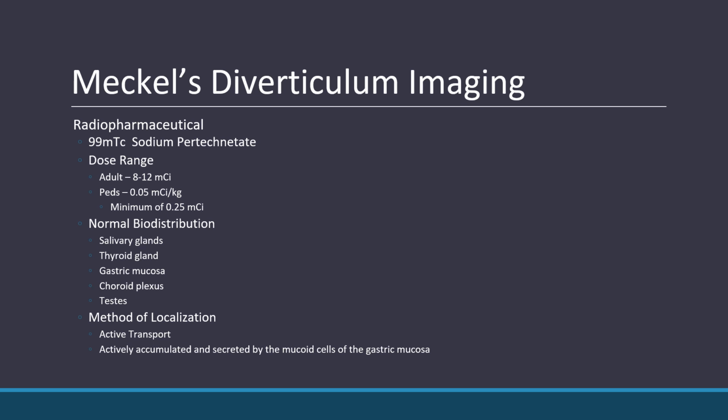The range is 8 to 12 millicuries for an adult. For pediatric patients, it is based on their weight, but there's a minimum of 250 microcuries needed to get enough counts to do the study.